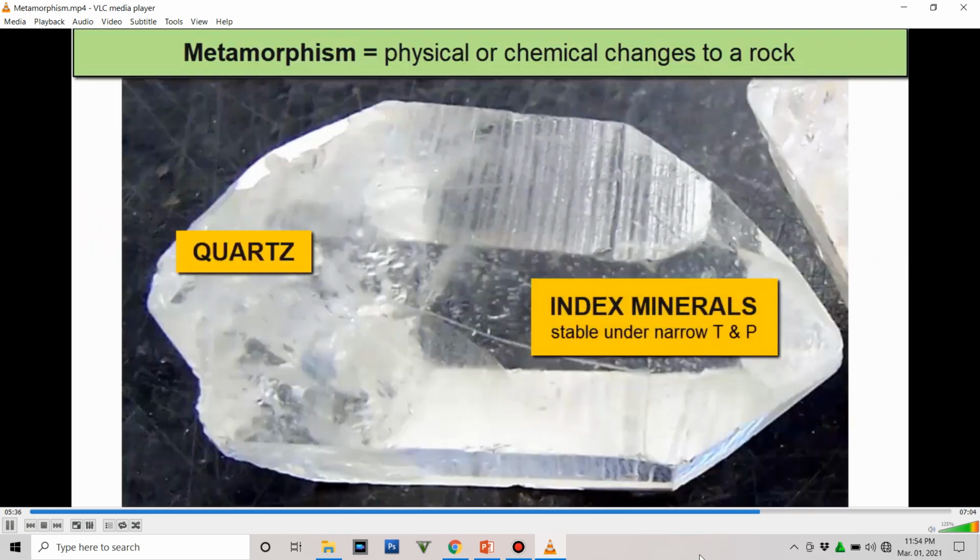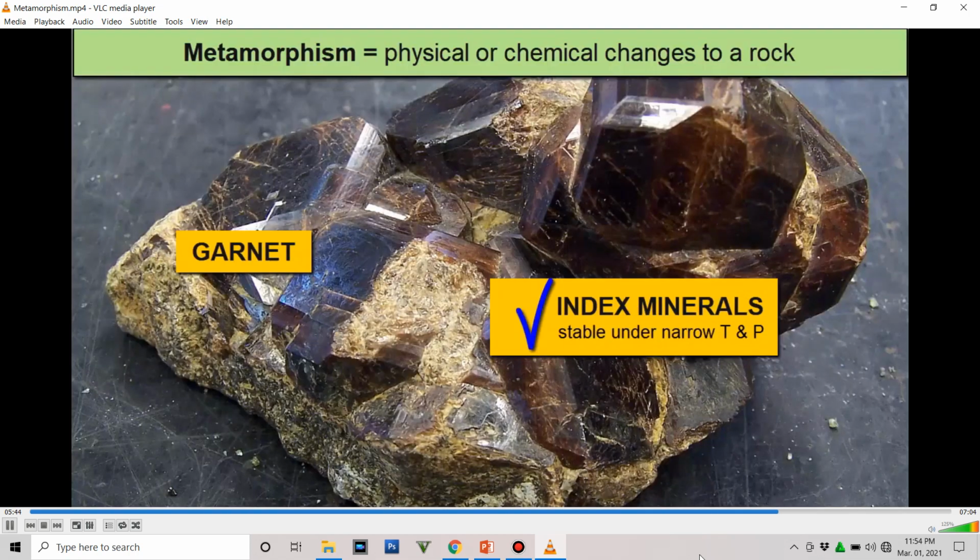For example, quartz is stable under all pressures and temperatures in the metamorphic realm, so finding quartz in a metamorphic rock doesn't tell us much. However, the mineral garnet is stable only at higher pressures and temperatures, so if we find garnet in a rock, we know that it had to be subjected to those higher pressures and temperatures.